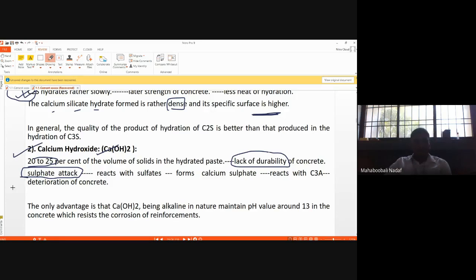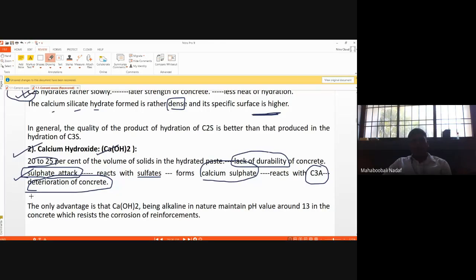So you want to reduce this calcium hydroxide, or give the concrete a good protective cover. More calcium hydroxide will lead to sulfate attack. It reacts with sulfate and forms one bad product, calcium sulfate. This calcium sulfate again reacts with C3A, and after that reaction the concrete will lose its strength.